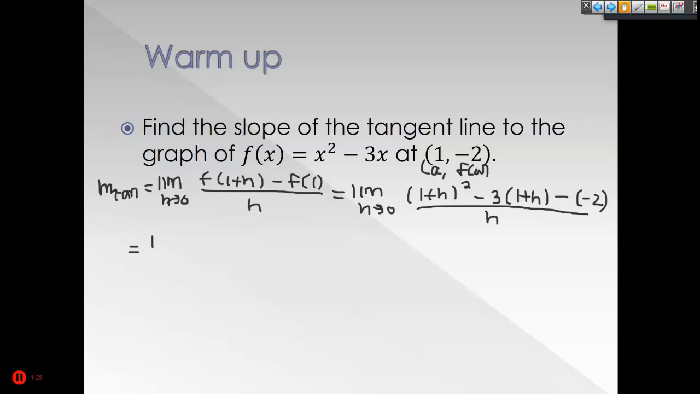That is equal to the limit as h approaches 0 of, if you FOIL 1 plus h squared, you get 1. Then you get 1 times h and 1 times h, so we'd get 2h plus h squared, minus 3 minus 3h. A minus gave a positive 2, all over h.